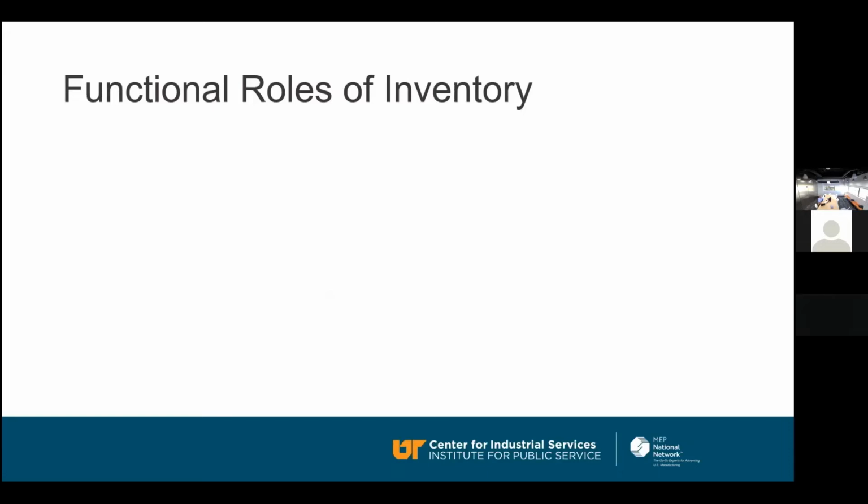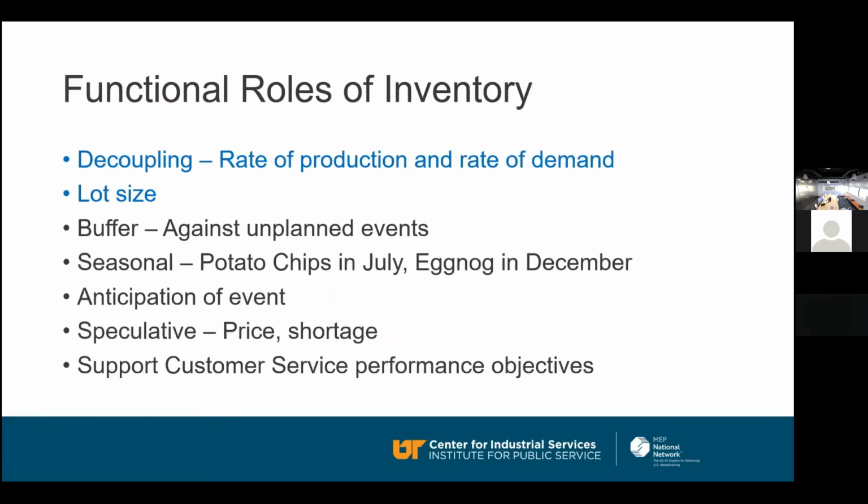So we're going to talk about the functional roles and where inventory does serve us well. Let's talk about some of those right now. I know you've got your own reasons, but there's decoupling. Unless you're at one-piece flow and you have your takt time down perfectly, your rate of production is going to be different than the rate of demand. Then there's lot size: when you set up and run, you're going to make a certain quantity, and then stop production for a while. You see the rest of them up there.